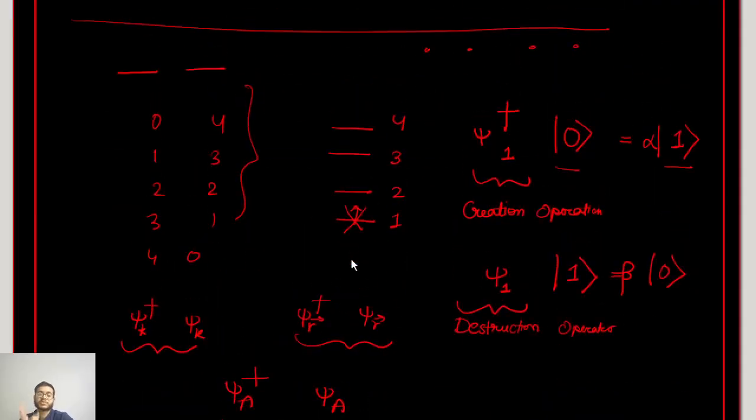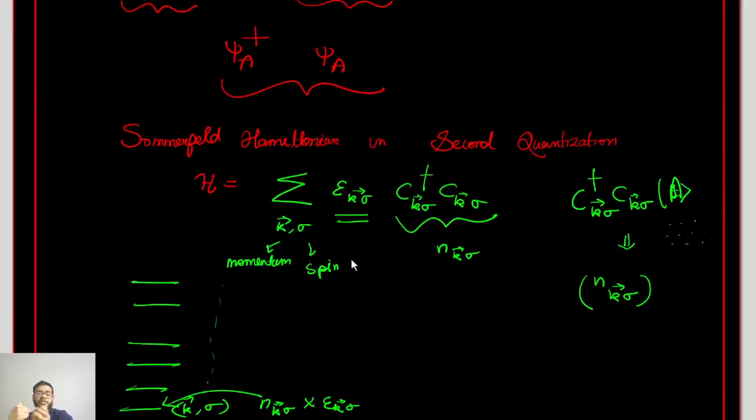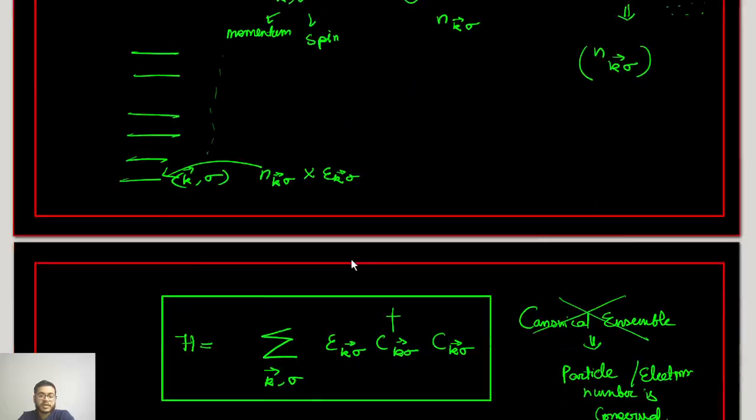So we define the creation and destruction operators which create and annihilate one particle in a given state. We expressed the Sommerfeld Hamiltonian in the second quantization picture, and we also discussed that ck sigma dagger ck sigma is the number operator, which tells us the number of electrons or indistinguishable particles in the state k sigma.